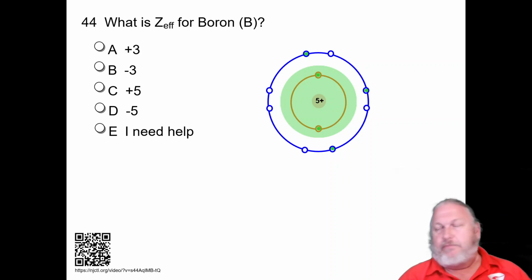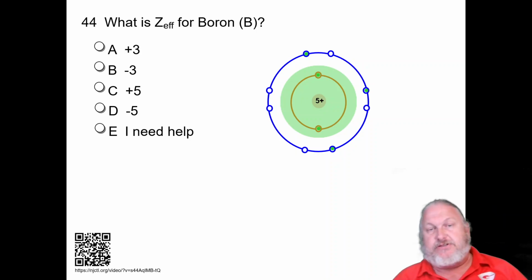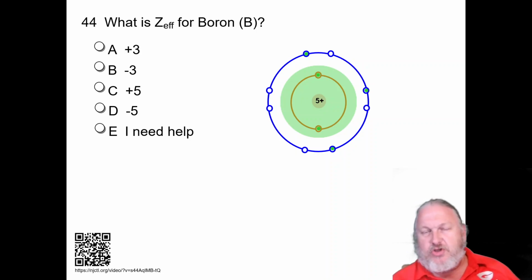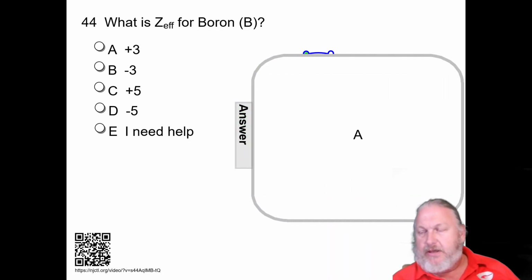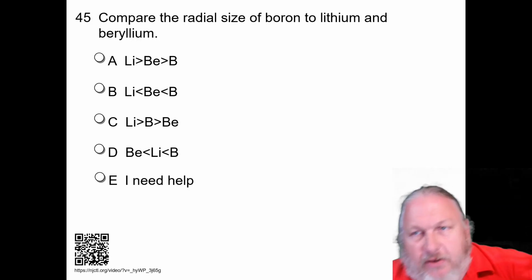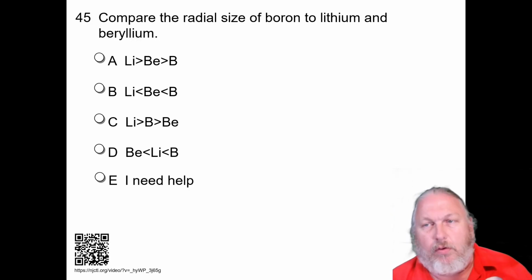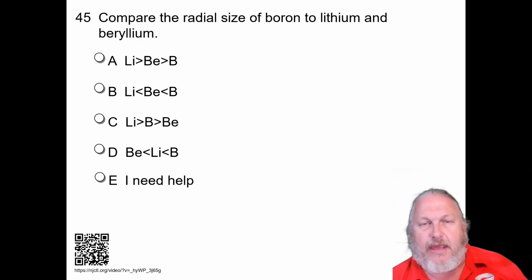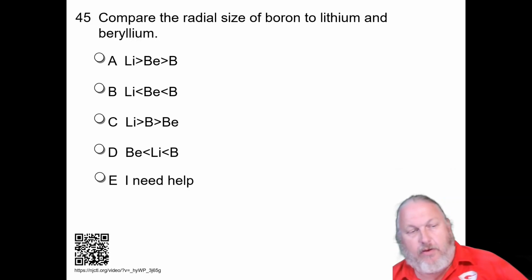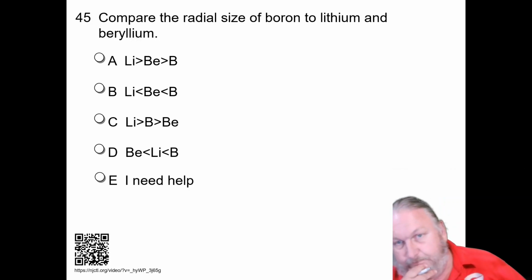Look at boron. Boron, element number 5. What's the Zeff? Well, there's 2 inner electrons, 2 shielding electrons. 5 minus 2 is going to be a +3. So that's going to be A. Now, let's do this. Compare the radius of boron to lithium and beryllium. They're right in line. They're on the second period.